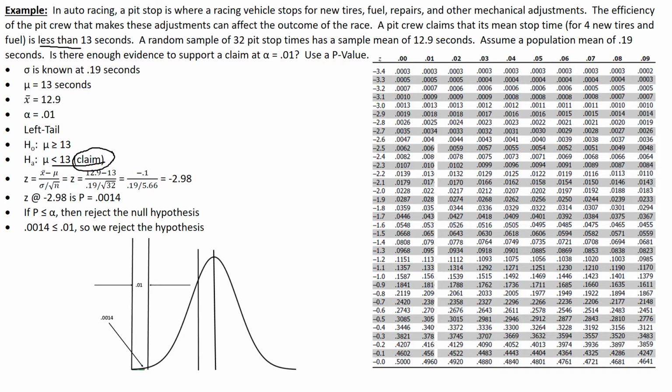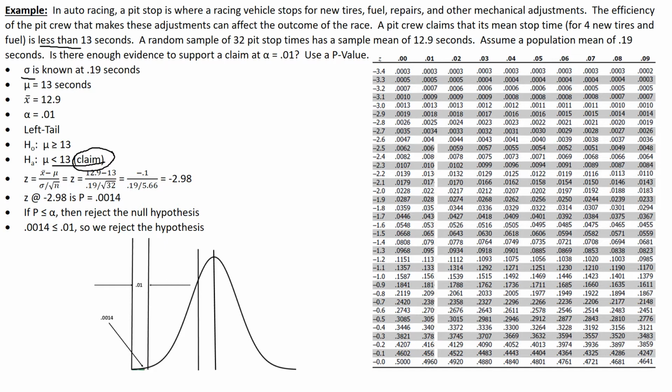If that is the inequality statement, then for the null hypothesis, what we're testing is mu greater than or equal to 13. The claim can go on either side. They'd like to prove it's less than 13. So let's set up our z-score here. Now we know our sigma is 0.19. They give it to us. I should finish reading this. A random sample of 32 pit stop times has a sample mean of 12.9 seconds. The population deviation is 0.19 seconds. Is there enough evidence to support the claim at alpha 0.01?